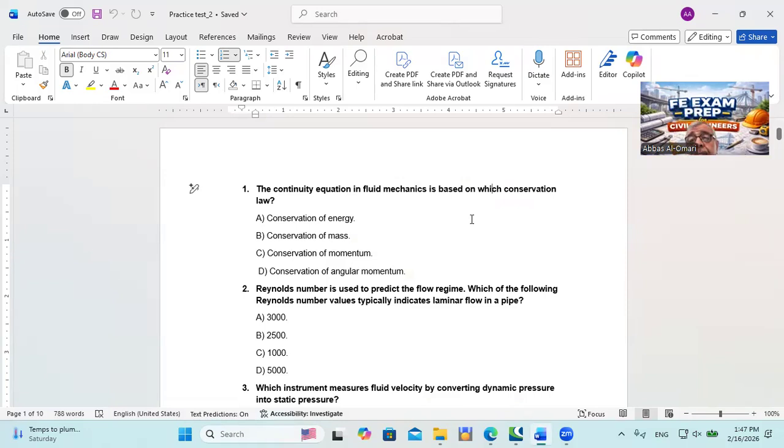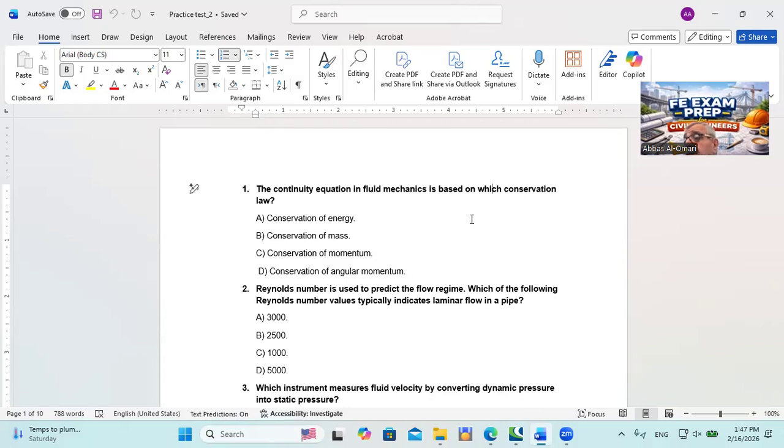So question number one, the continuity equation in fluid mechanics is based on which conservation law? Now we all know the continuity equation, it's a mass balance. So it's based on conservation of mass. So the answer is B. It is not conservation of energy. It's not conservation of momentum, and also it does not have to do with angular momentum. So the correct answer is B, which is conservation of mass.